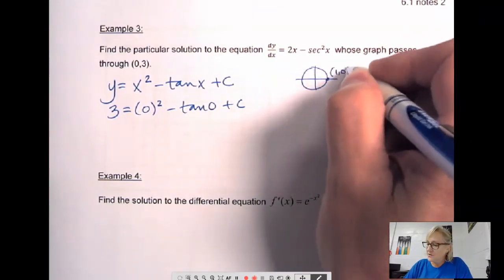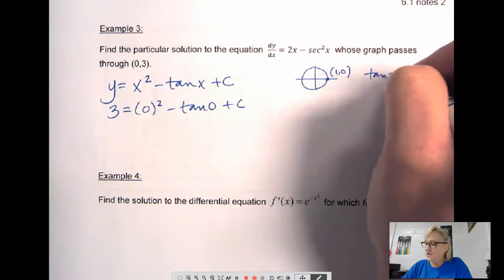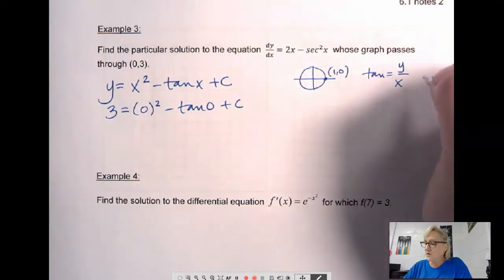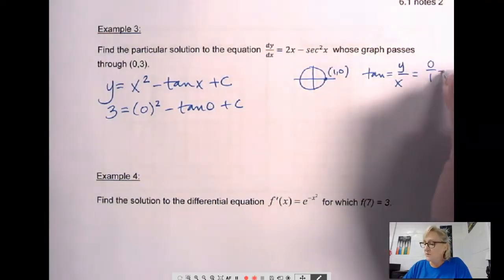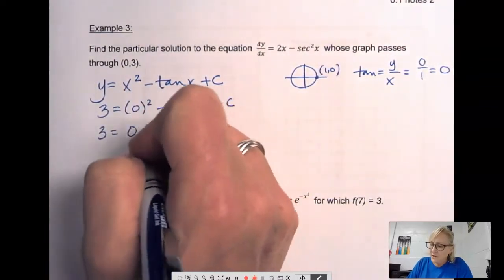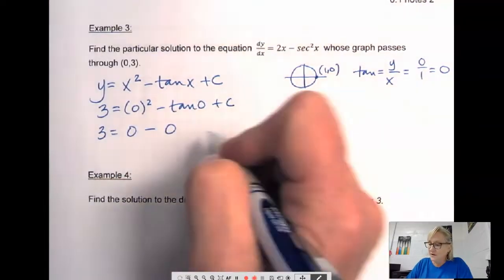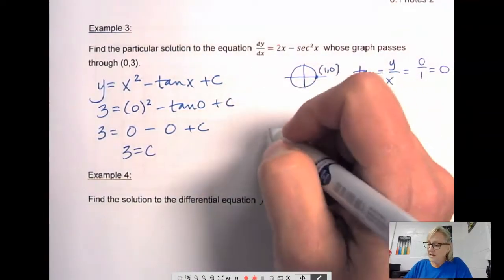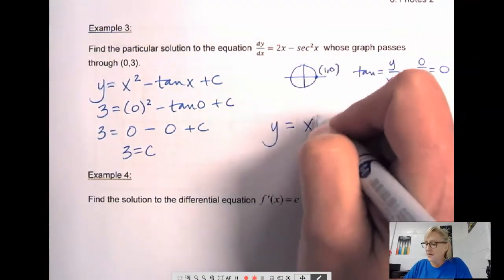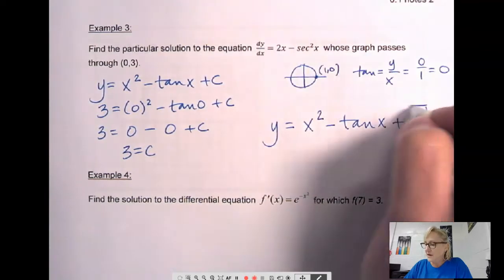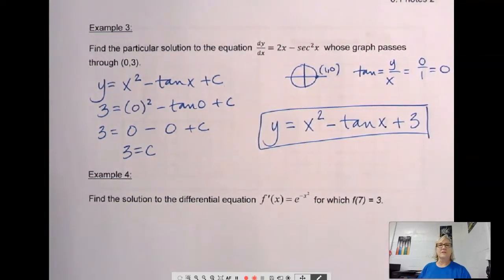0 on our unit circle is over here. Tangent is found by dividing sine by cosine, or if we're dealing with the unit circle, that's the y-coordinate by the x-coordinate. So 0 over 1 gives us a tangent of 0. So 3 equals 0 minus tangent of 0, which is 0, plus c. So that means that 3 is our c value. Then we plug it back in that equation. y equals x squared minus tangent x plus 3. And that would be our specific or particular solution to that derivative problem.